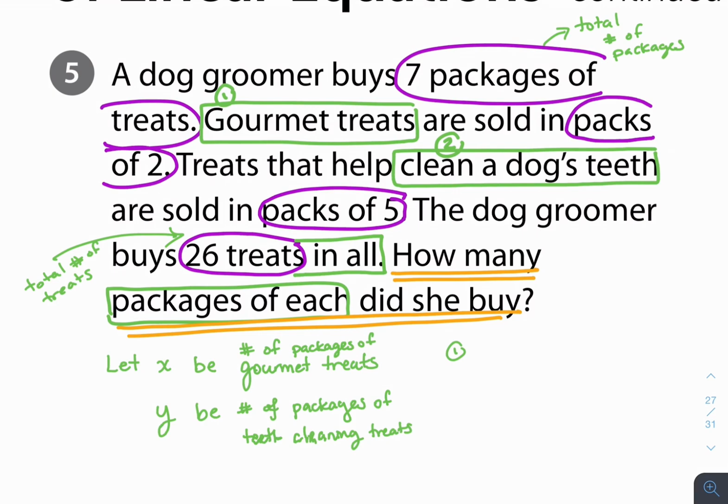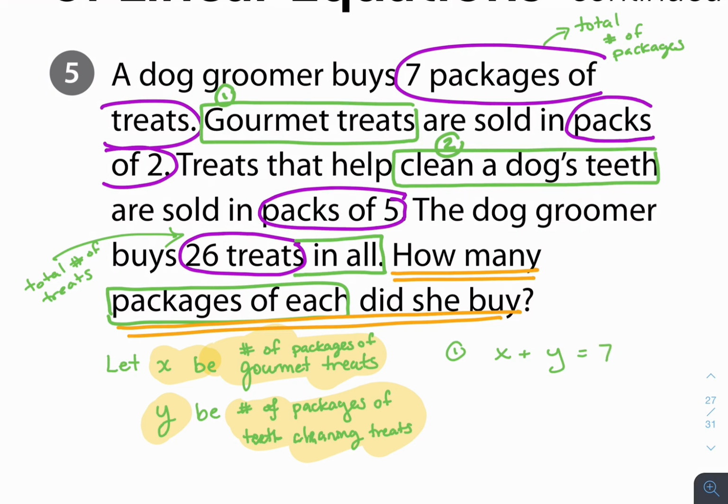I know that the number of packages of gourmet treats I'm going to represent with X, and I'm going to represent the number of packages of teeth cleaning treats with Y. So if I add them together, I should have 7 packages in total. So that's X plus Y equals 7.